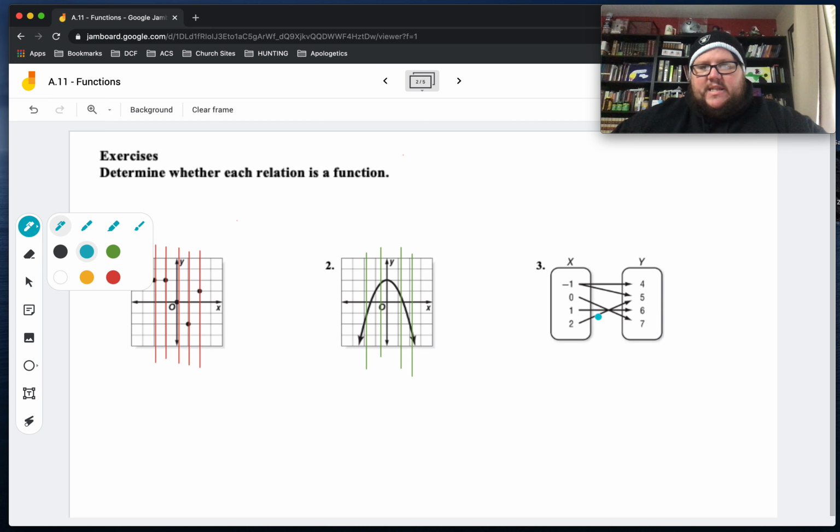Let's talk about this mapping. So remember, each x has to go to exactly 1 y. So if you look, 0 goes to 7, 1 goes to 6, 2 goes to 5. But this -1 goes to both 4 and 5. Because that x goes to 2 different y values, the answer is no. It is not a function. So we have yes, yes, no.